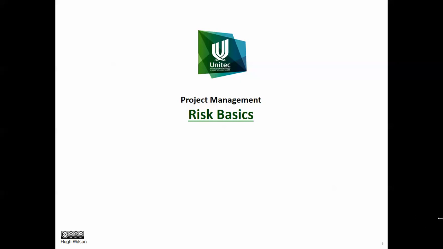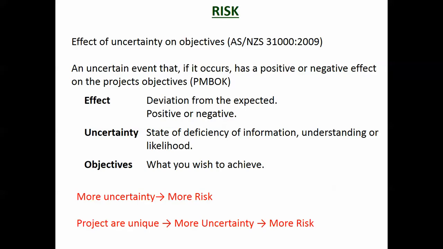In this video we're going to look at some basics about risk. So first of all, what is risk? Several definitions: the effect of uncertainty on objectives. That's from the standard that we'll look at in a minute. Another definition is an uncertain event that, if it occurs, has a positive or negative effect on the project objectives. That's from PMBOK. So let's look at some of those words.